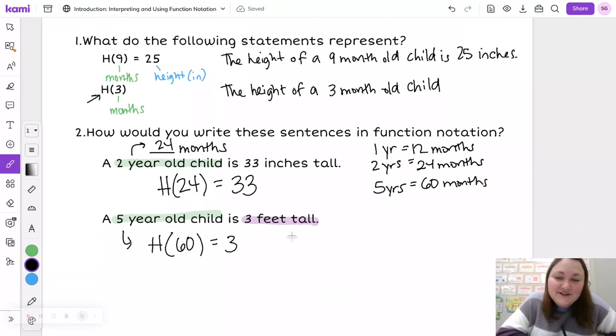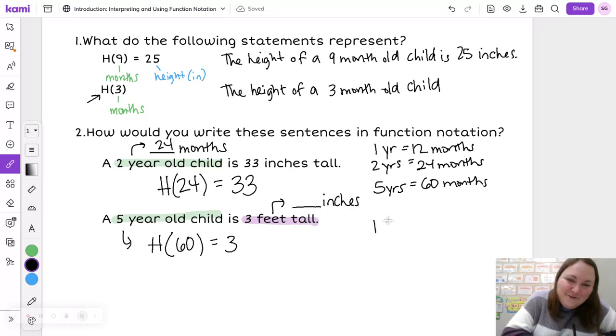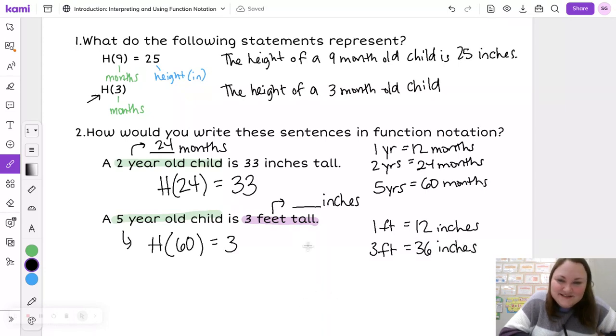So just like with the years, this is another reason why this is a little more complex. I need to take 3 feet and figure out how many inches that is. Now, funny enough, 1 foot equals 12 inches. So again, we are going to be multiplying by 12. If I want to know how many inches 3 feet are, I multiply 12 by 3, and we get it is 36 inches. So I know my 5-year-old child is 60 months, and my 3-foot child is going to be 36 inches. So our function notation would be h of 60 equals 36.